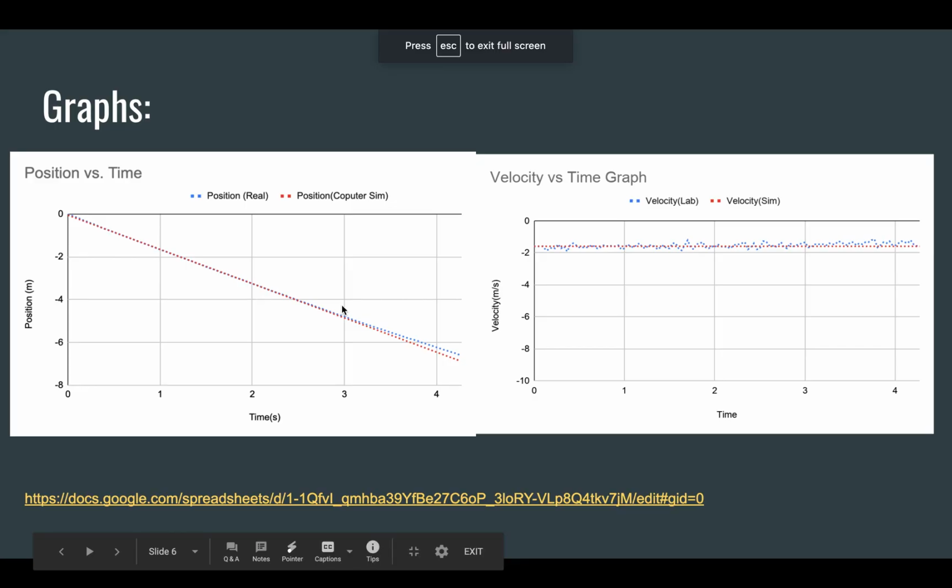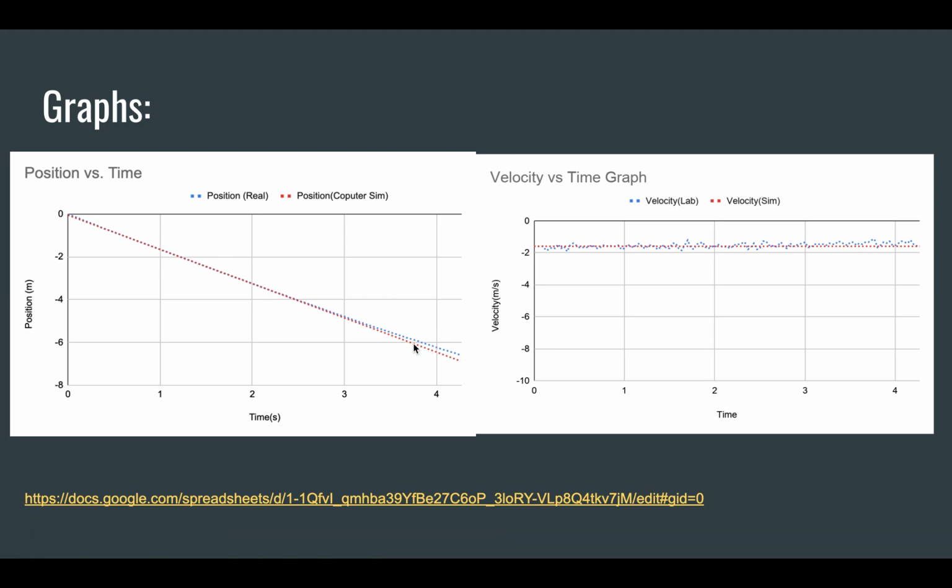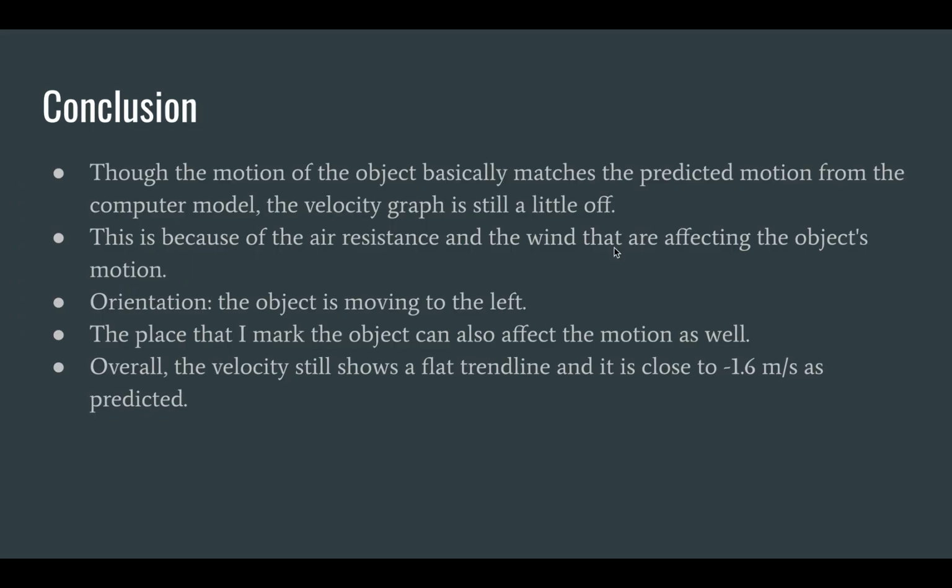And those are my graphs. That's my position versus time graph, and the blue one is the real one from the lab, and the red one is the simulated version. And then that's my velocity versus time graph. You can see that it basically matches until after 3 seconds, and the position's a little off. And the velocity versus time graph is a little bit bumpy. You can see that the velocity is jumping around, but it basically shows a flat curve, and the computer one is just a straight line.